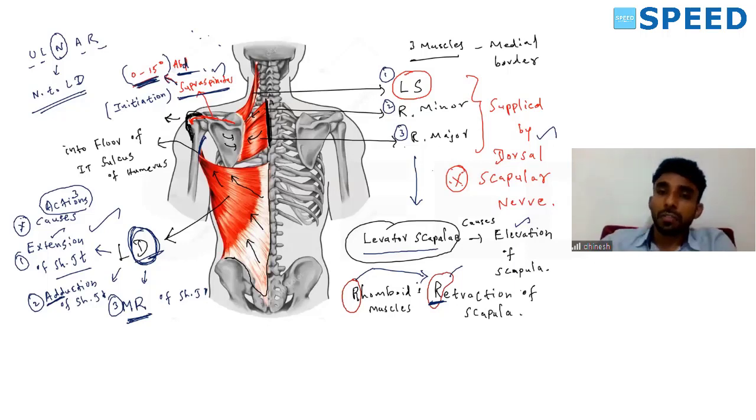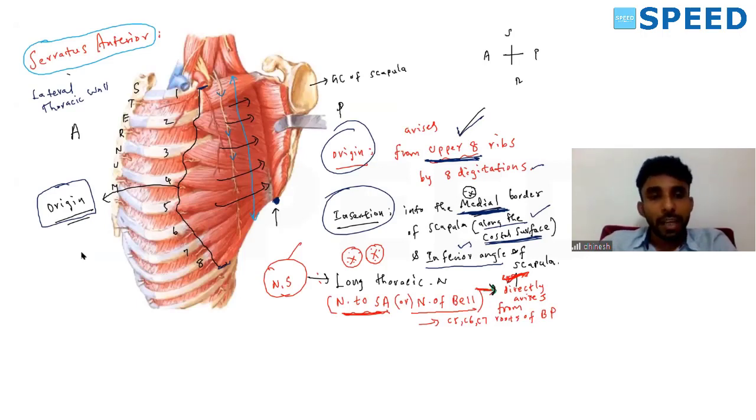You are seeing here. Now let's move to the serratus anterior muscle. We discussed this muscle also in yesterday's session. It is the muscle of the lateral thoracic wall, and you know the origin of the serratus anterior. It arises from the upper 8 ribs by 8 digitations. As you see in this image, the fibers move backwards to get inserted into the medial border of scapula along the costal surface, as well as the inferior angle of scapula.